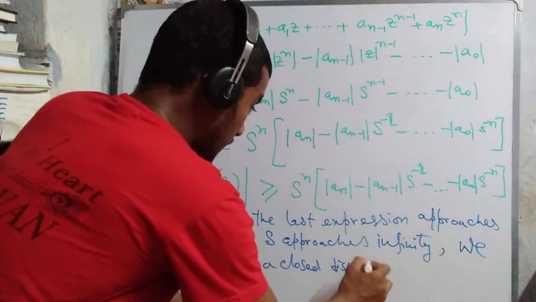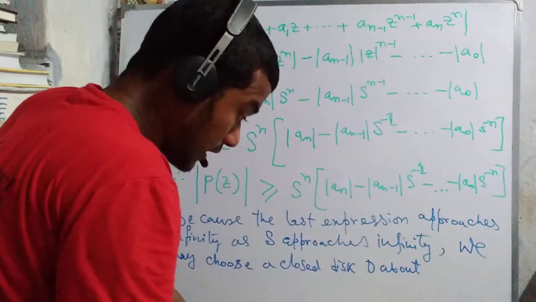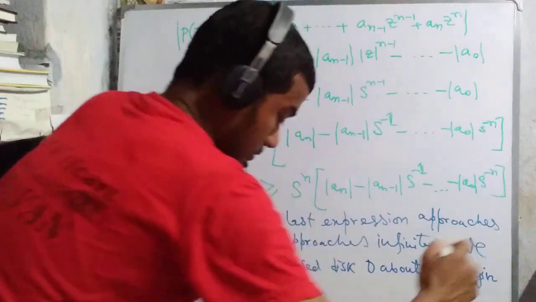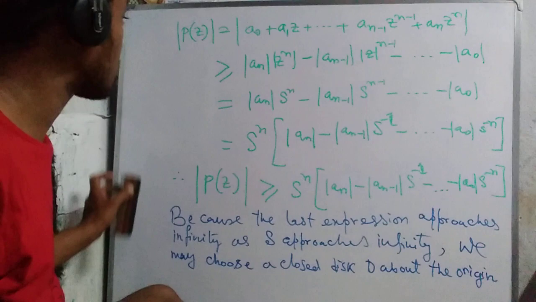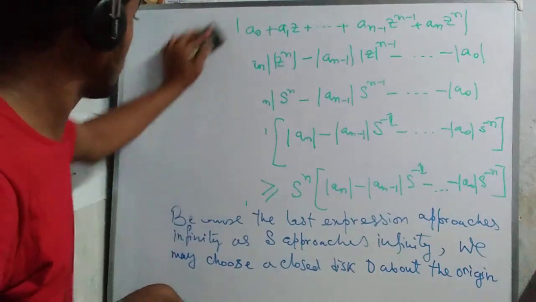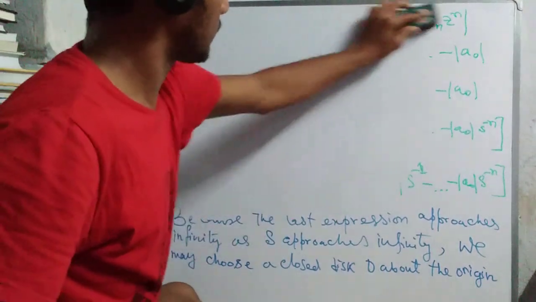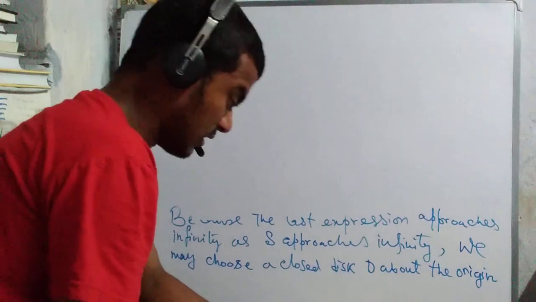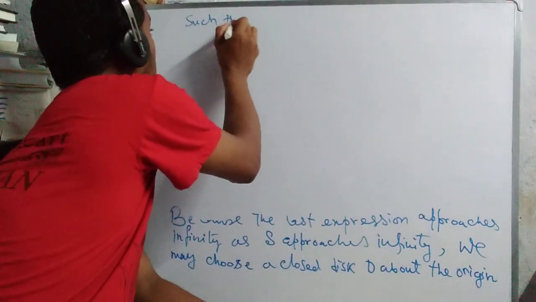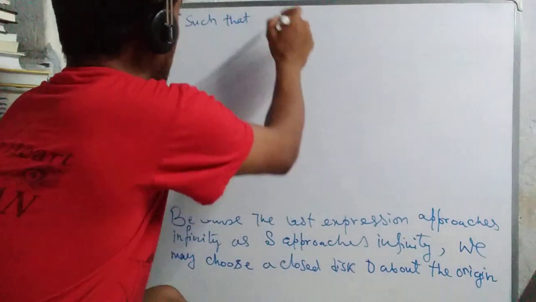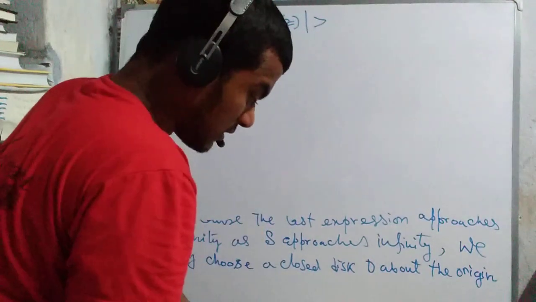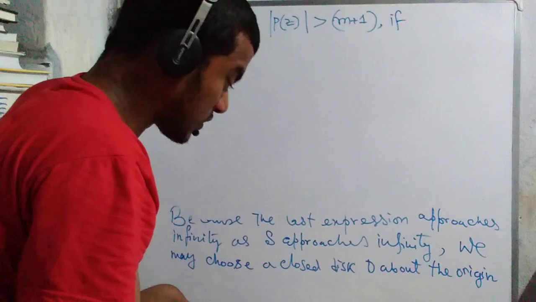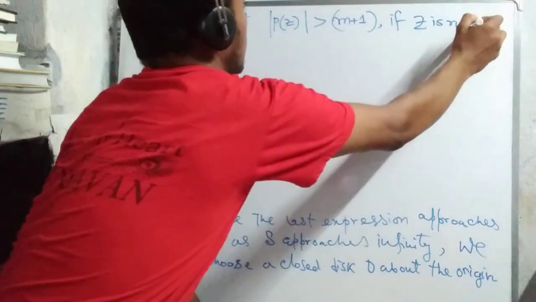Then what happened? A closed disk D about the origin such that, we erase that portion and go on to further discussion of that, such that the modulus of p(z) is greater than M plus 1, if z is not in D.